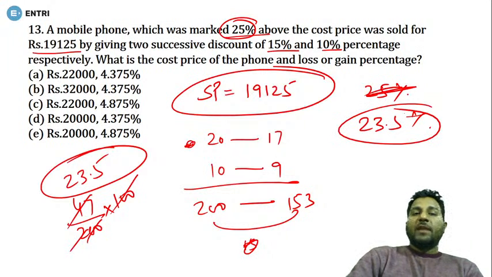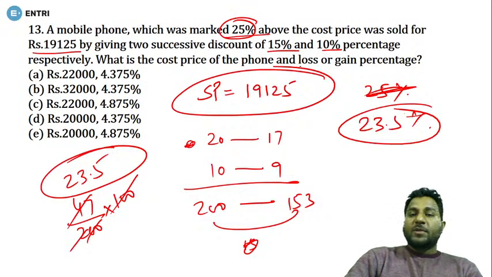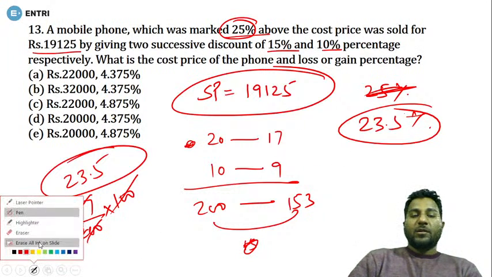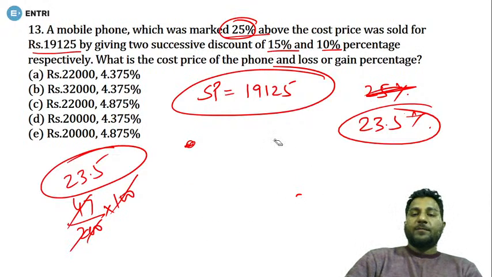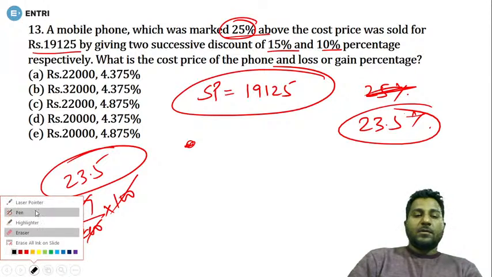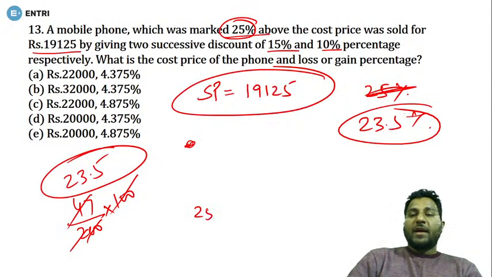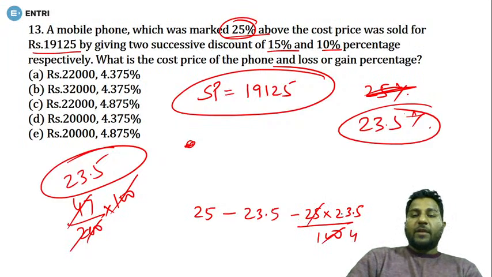Okay, a mobile phone which was marked 25% above and sold by two successive discounts. What is the cost price of the phone and the loss or profit percentage? So how are you going to solve that? Look at this. Just solve it. 25 minus 23.5 minus 25 into 23.5 divided by 100. Okay, so divide by 4.